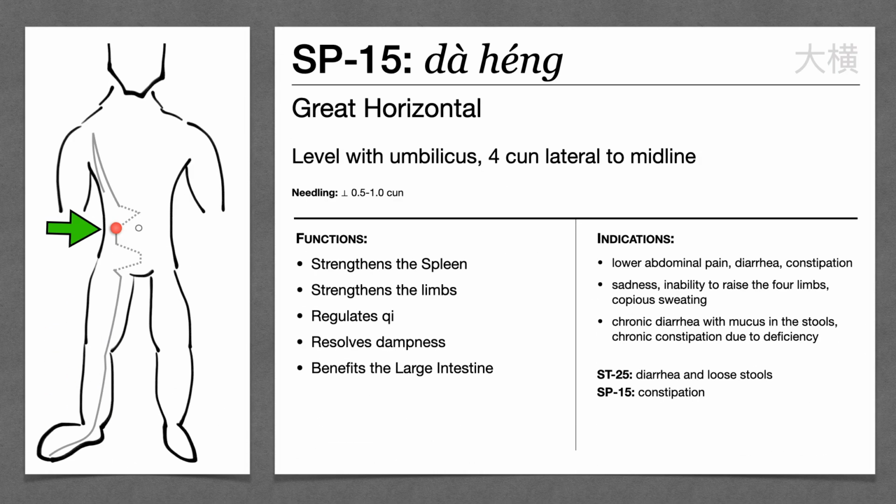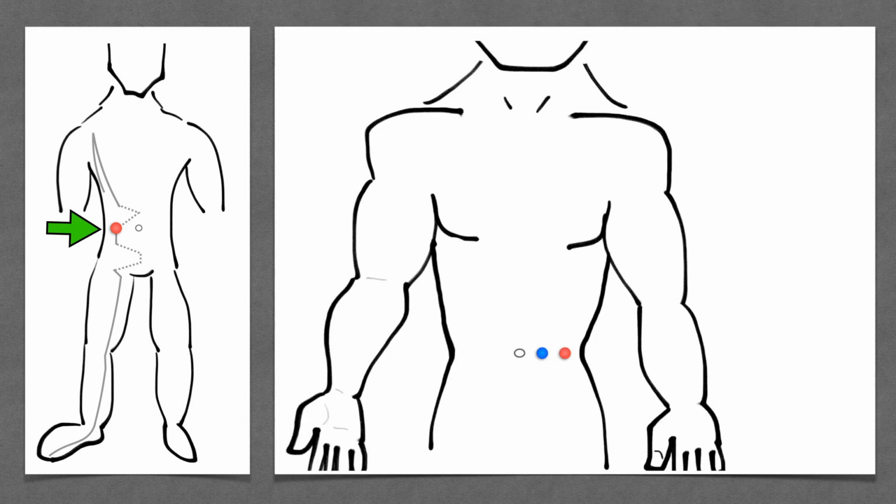Spleen 15 is on the abdomen, level with the umbilicus. Now this one is a little more interesting. Remember, stomach 25 is level with the umbilicus, 2 soon lateral to the midline. Well, spleen 15 is also level with the umbilicus, but 4 soon lateral to the midline. If you get these two confused, just remember that stomach 25 has a 2 in it, so it's 2 soon out. Spleen 15 has a 5 and a 1, and 5 minus 1 is 4, so spleen 15 is 4 soon out.